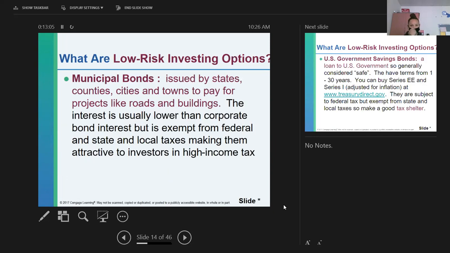All right. Municipal bonds are issued by states, counties, cities, and towns to pay for projects like roads and buildings. The interest is usually lower than corporate bond interest, but it's exempt from federal, state, and local taxes, making them attractive to investors in the high income tax brackets.